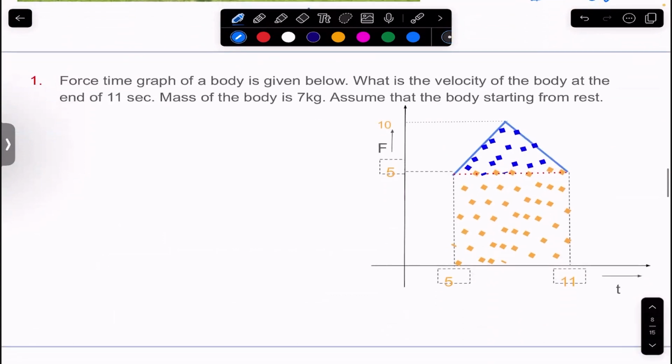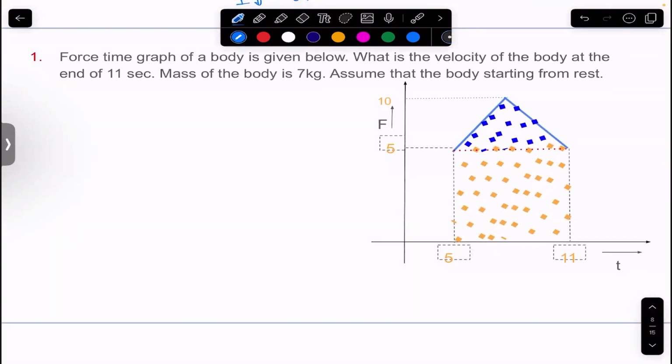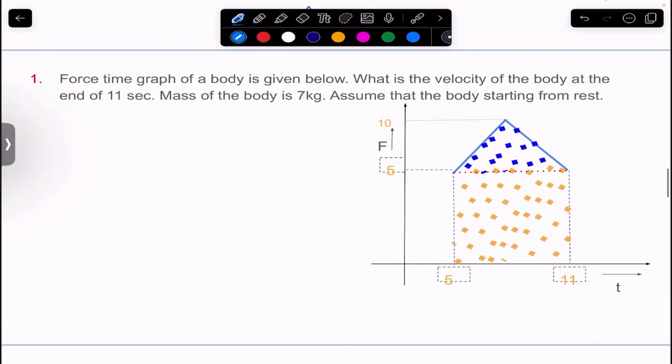Now here, we have to find the answer for this question. So what is the question? The force time graph of a body is given below. What is the velocity of the body at the end of 11 seconds? The mass of the body is 7 kg. Assume that the body starts from rest.